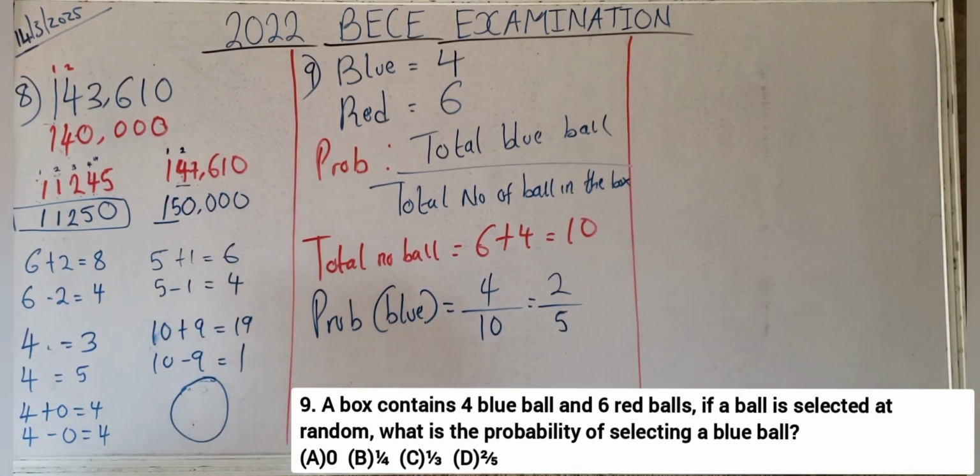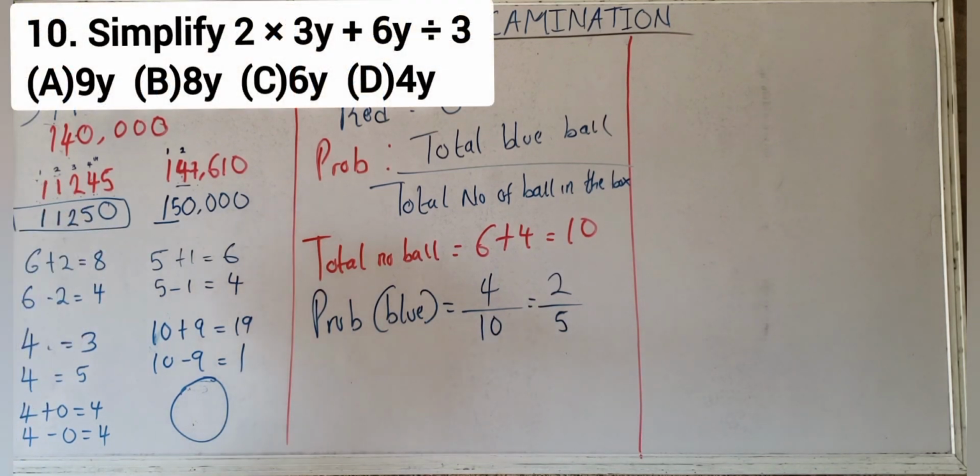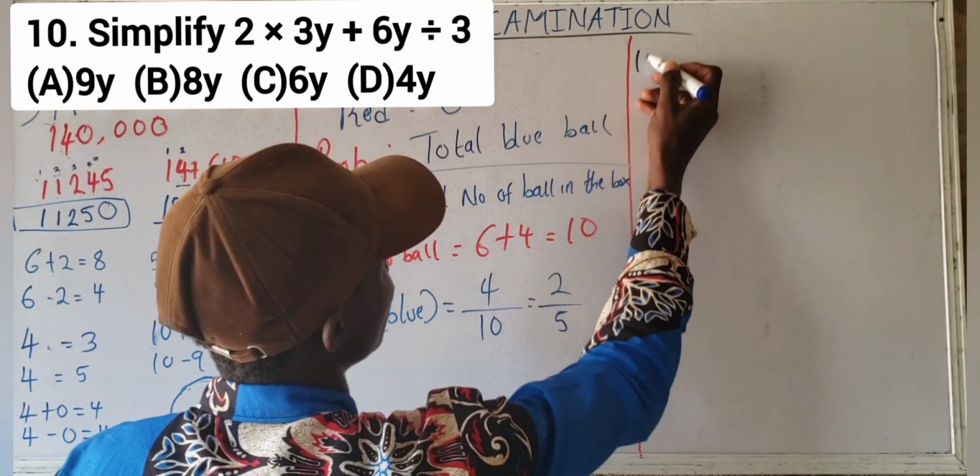Number 9 is 2/5, and the right option there should be option D. You understand? Okay, so we have question number 10. Please kindly pay attention. Okay, all those questions are simple. You understand? Just pay attention. Question 10.